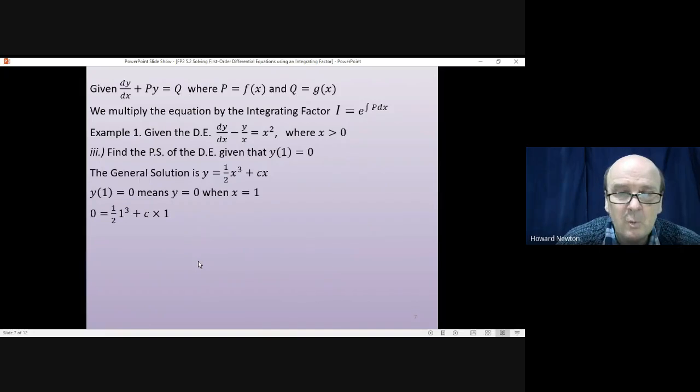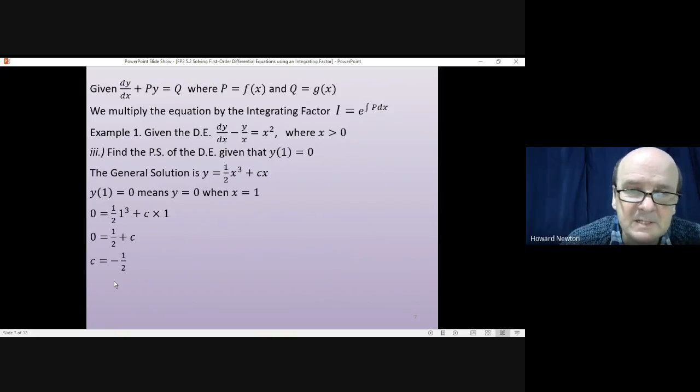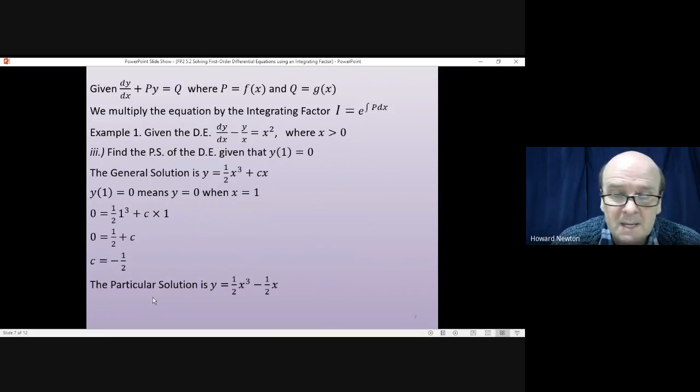So substituting y equals 0 and x equals 1 into the general solution will give us this. That simplifies to 0 equals a half plus c, which means that c must equal minus a half. So the particular solution is y equals half x cubed minus a half x, putting c equals minus a half in there.